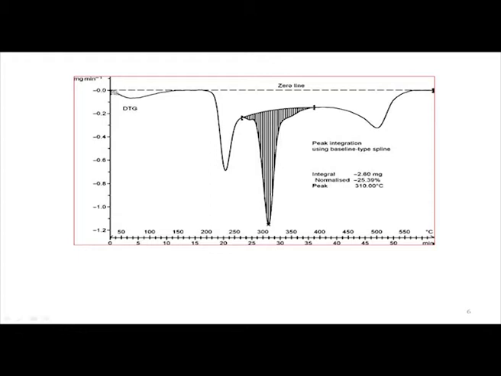From 0.0 in the negative direction, the mass loss is taking place for this particular process, and we go for its corresponding integration using the baseline of this particular point. So, if we have the first step, then you have the second step around 300 degrees centigrade.